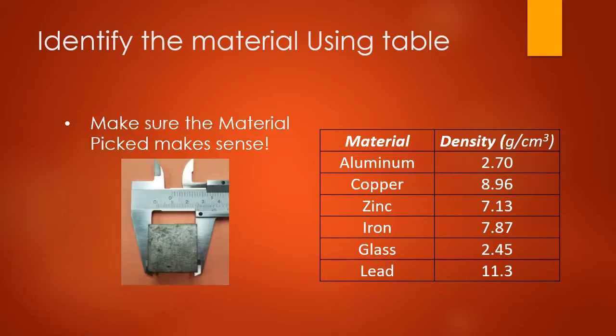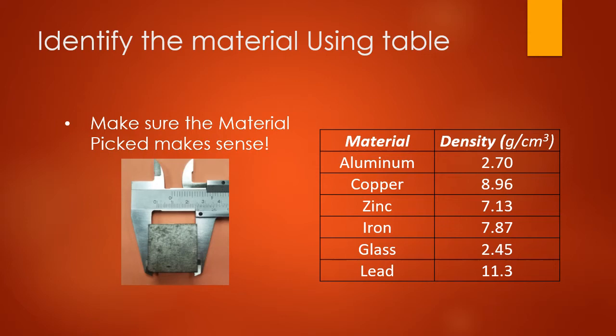Before we look at how to calculate the percent error, I want to point out that when you're identifying the material of the object that is being measured, make sure that the material that you pick makes sense. What do I mean by that? For example, the cube that we measured. I give you the picture of the cube for a reason, so that you can see the material that it is made out of as well to help you identify the material.